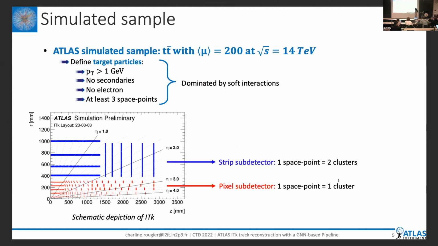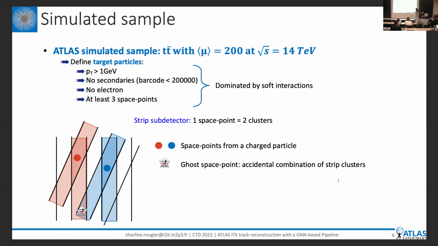So if you look at ITk, it is divided into two subdetectors. The first one is the strip subdetector. In this subdetector, to create a space point, you need 2 clusters. You also have the pixel subdetector, where to get 1 space point, you just need 1 cluster, which means that if you look at the strip subdetector, you can create some particular kind of space point that I'm going to call the ghost space point.